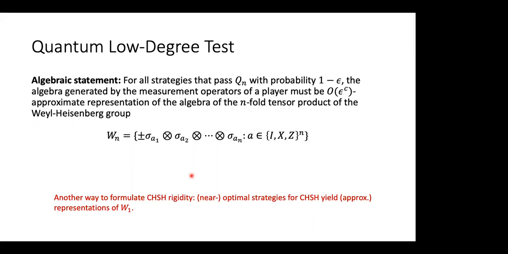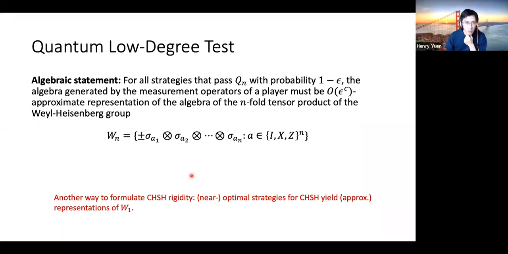So here's a question from Michael de la Salle. For which distance do you measure approximate representations? Right. So in this case, you can take it to be the state dependent distance. So you look at the distance between, you take your operators and you apply it to the state that's used by the players.